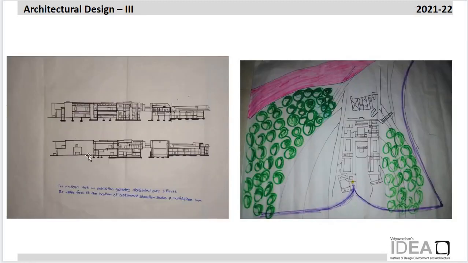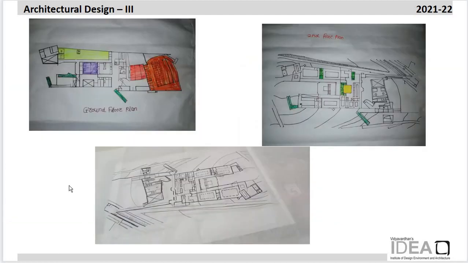In this section we can see the volumetric differentiation, as well as on the right and left side of this structure there are so many plants. This is the primary road and these are the secondary roads. These are the plans of the ground floor, second floor and third floor.